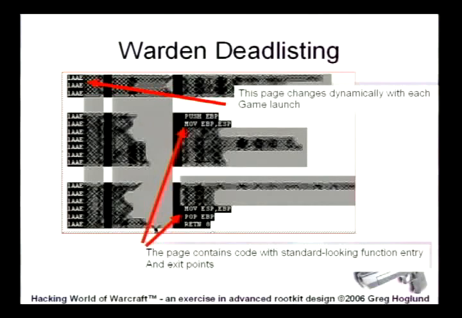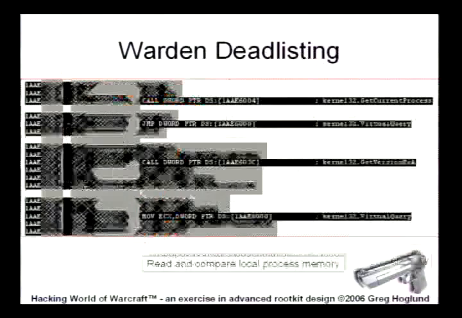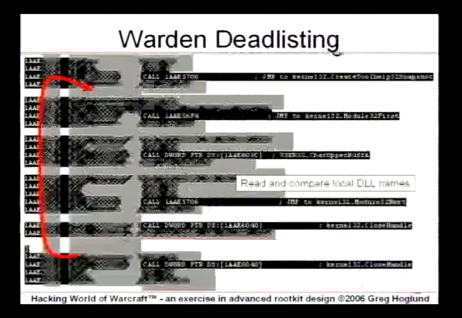First of all, this slide is just pointing out the Warden client looks like regular function code. You can see there we have a push EBP, and then at the bottom we have a regular return. So it's very easy to reverse engineer the Warden. It doesn't have anything weird. Here's all the various calls. Here you can see the Warden code that goes through local process memory and scans all of it. Get current process, virtual query, etc.